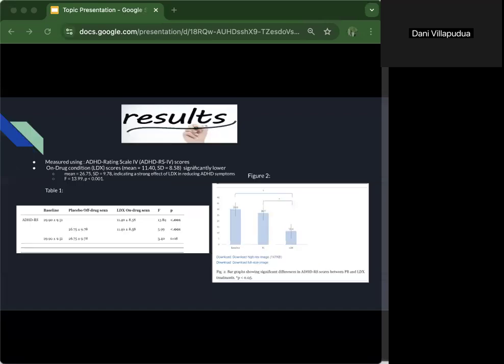So the study found that LDX did significantly reduce symptoms of ADHD compared to the placebo, as shown by lower ADHD rating scales on the on-drug condition. And these improvements were statistically significant with no carryover effects between placebo effects. So in Table 1 and Figure 2, you can see that these results are highlighted. ADHD symptoms dropped significantly from baseline to on drug, and Figure 2's bar graph clearly showed a marked reduction in symptoms under the LDX compared to placebo with a p-value of less than 0.05.